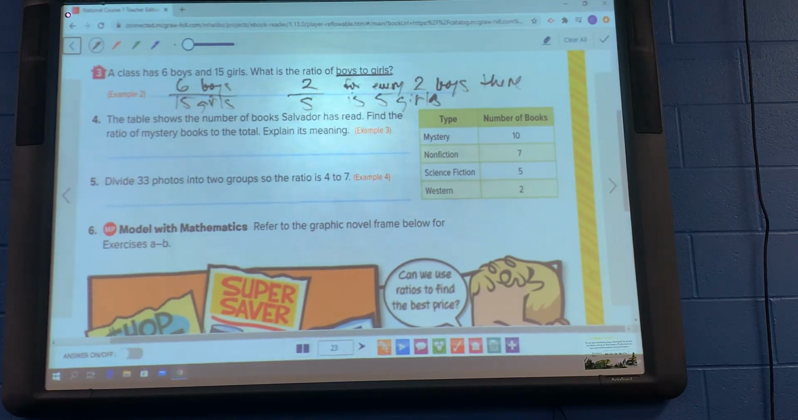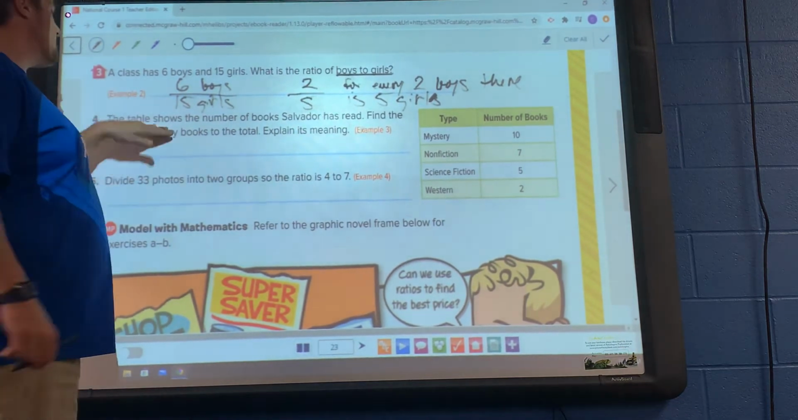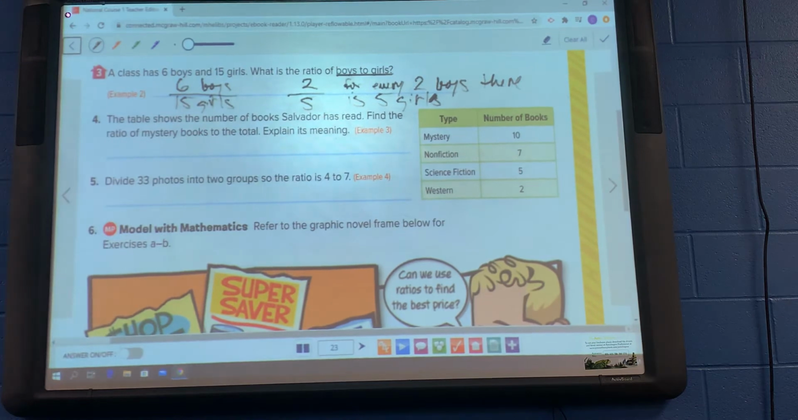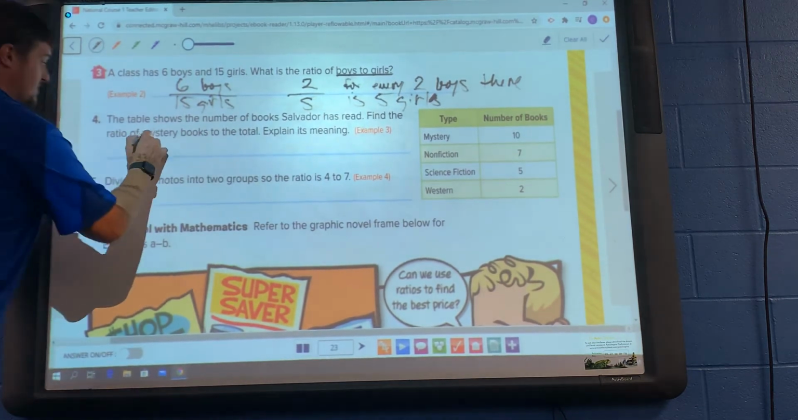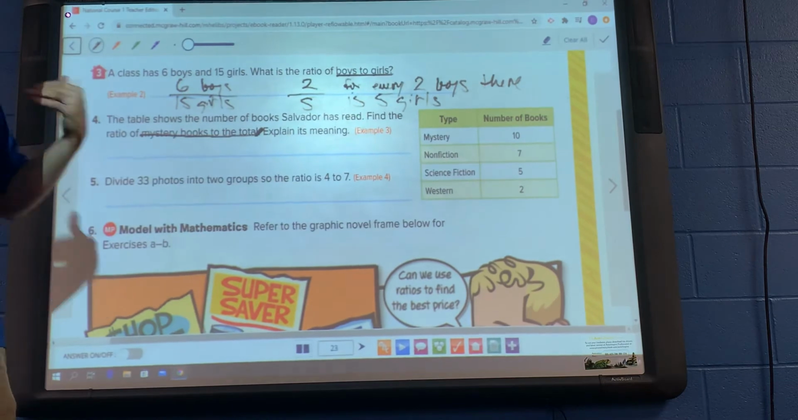So then let's do number 4. The table shows the number of books Salvador has read. Find the ratio of mystery books to the total. Guys, if you need to, underline them.